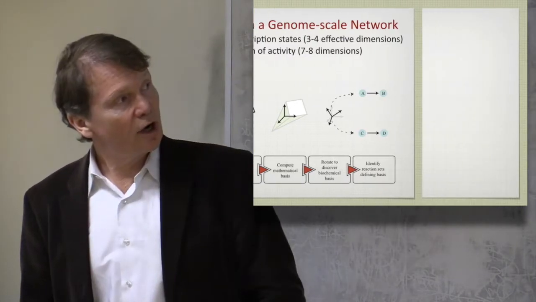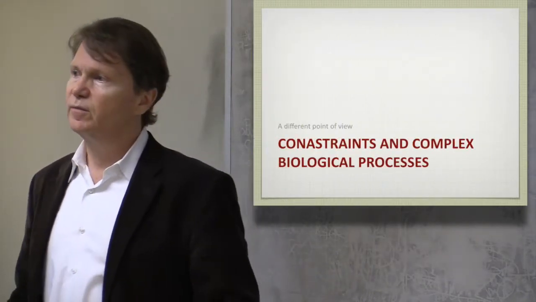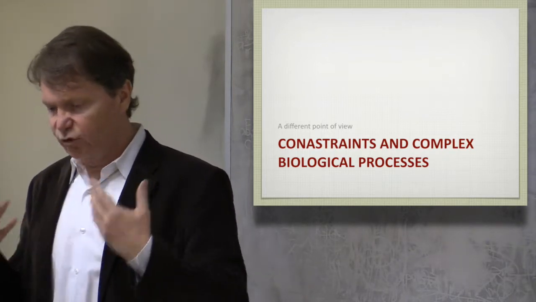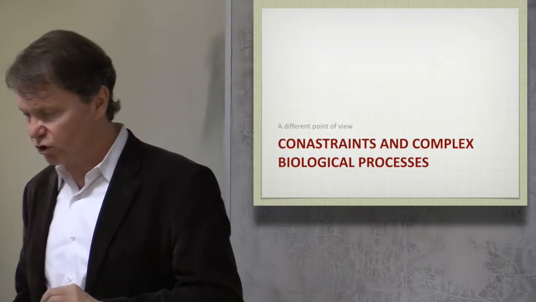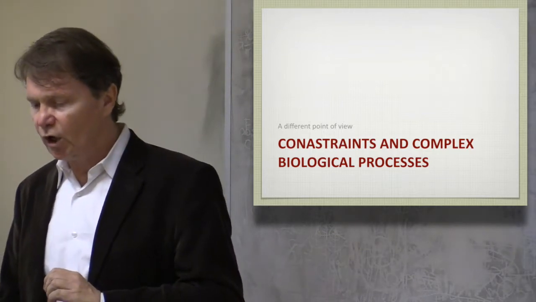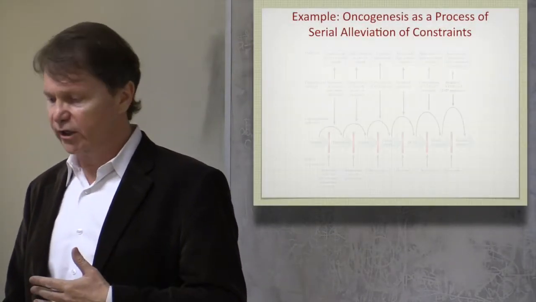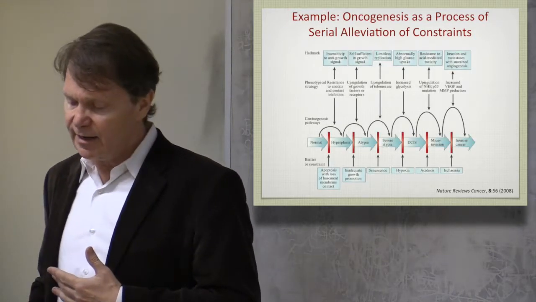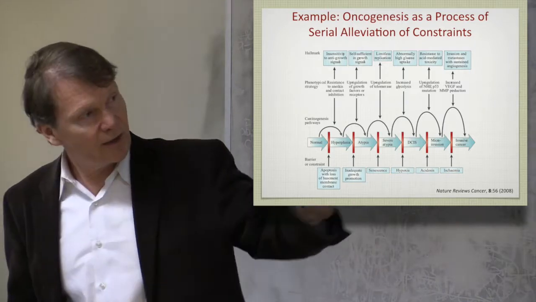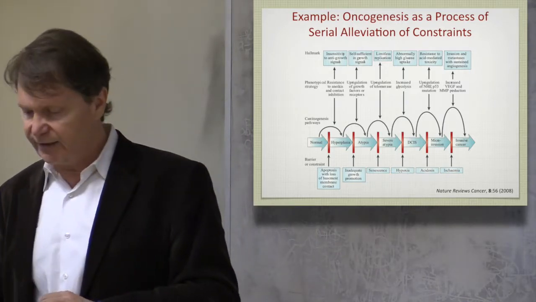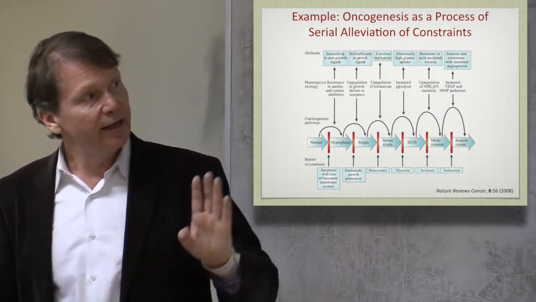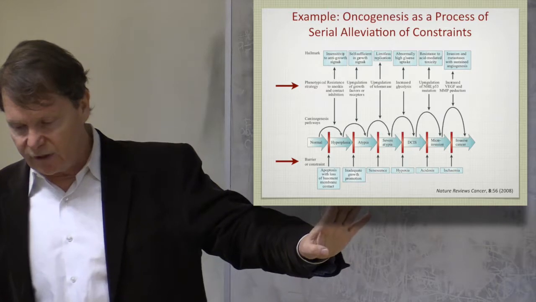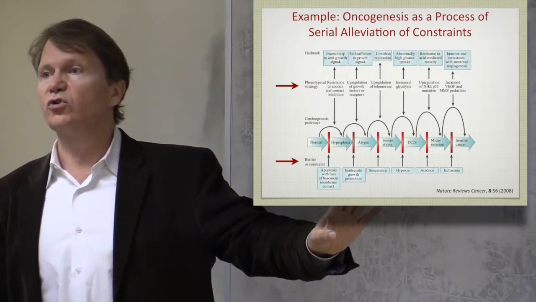Okay, so let me now talk a little bit about the different point of view you start to adopt when you look at biology after adopting the constraint-based thinking. Let me just give you two examples. So let's talk about the process of oncogenesis, the formation of a tumor. This image here is obtained from that review cited at the bottom, and it divides the oncogenic process into about 7 steps. And each one of them is really the removal of a constraint.